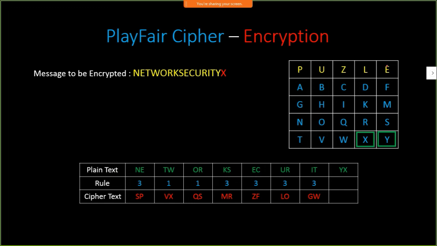If the letter is on the end, that means Y, go back to the start of the same row. That means Y's right letter is T. So the value is TY, because Y's right letter is T and X's right letter is Y. So the value is TY.